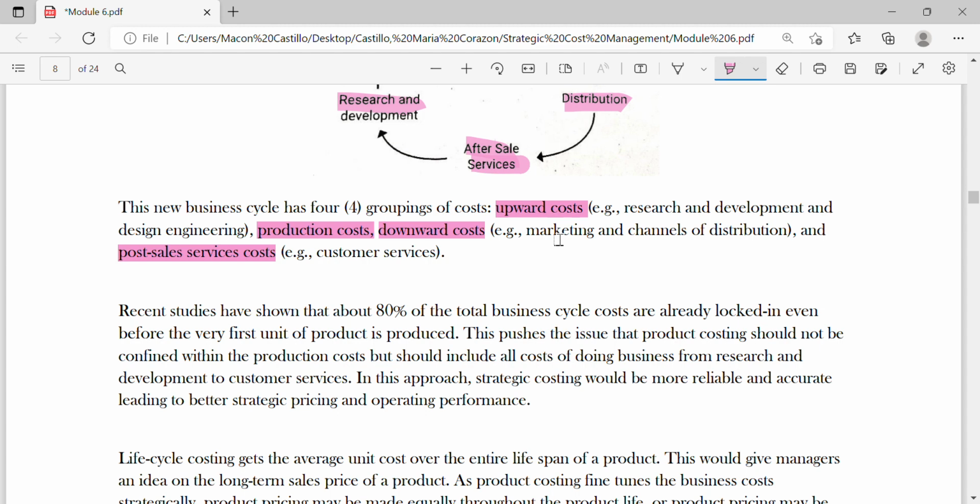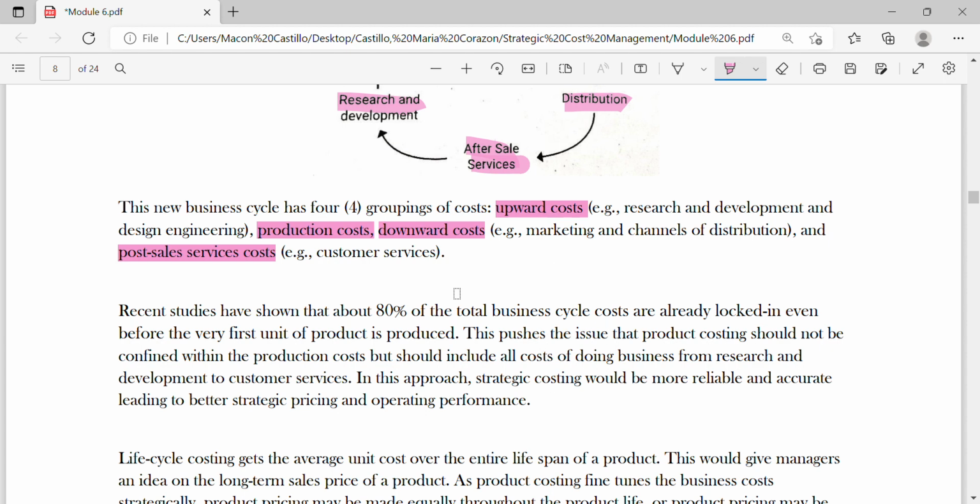Why? Because you keep on incurring expenditures, but you do not have sales yet. Simply because there are no products in production. There are no finished goods because you are still on the process of design engineering. You are still on the process of preparation for the production.